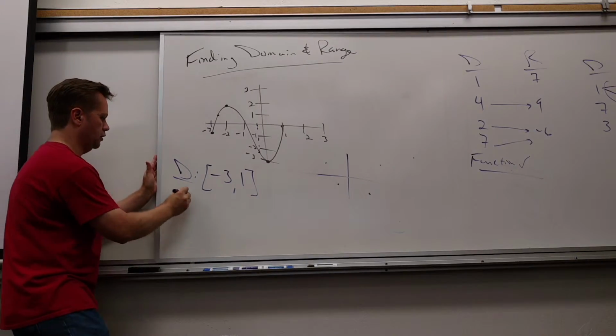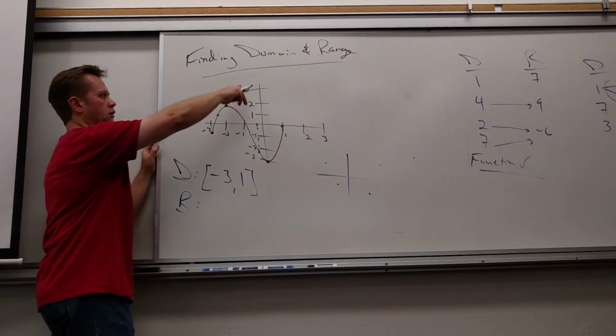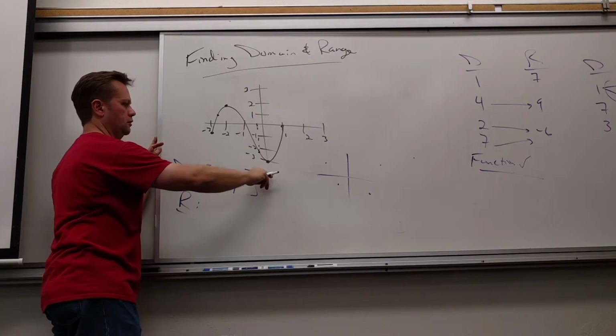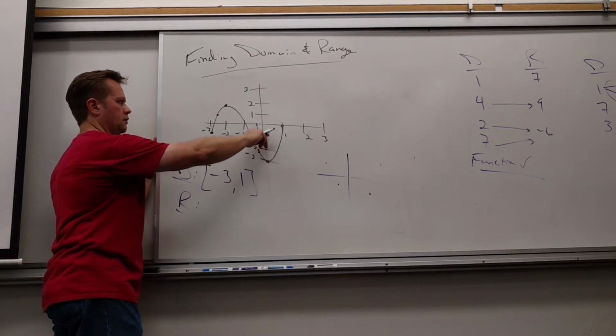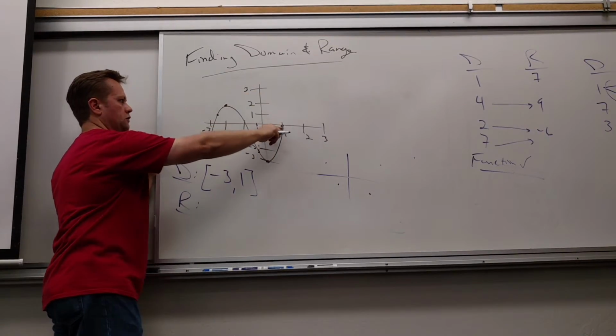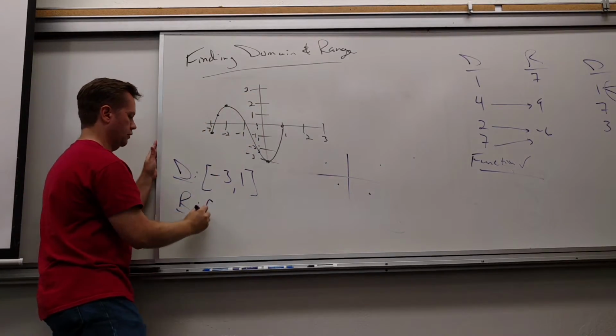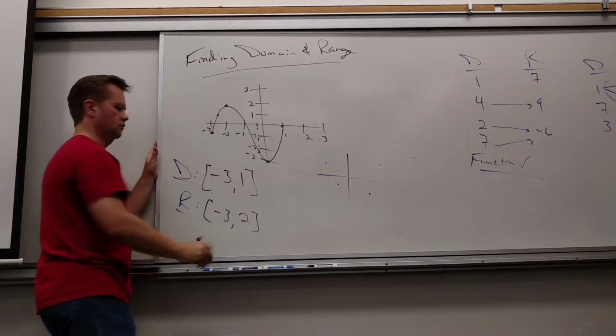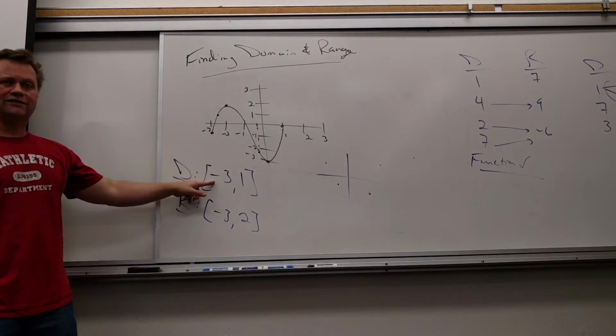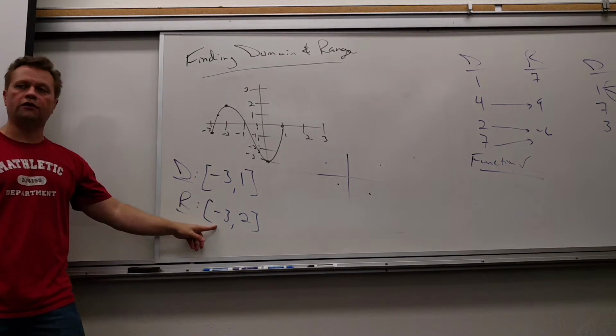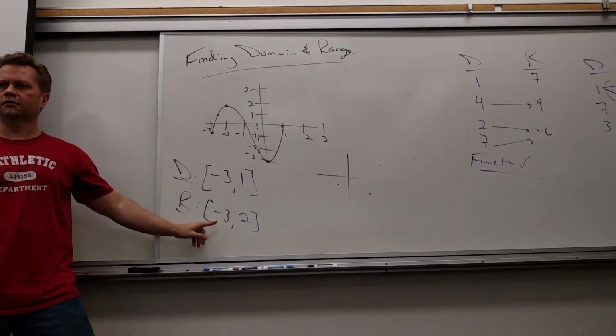Beautiful. So the range, looking at the y values, which is the lowest? -3. And the highest output, 2. So -3 to 2. So the domain is a collection of all the x values that go somewhere, and the range is a collection of all the outputs that those x values hit.